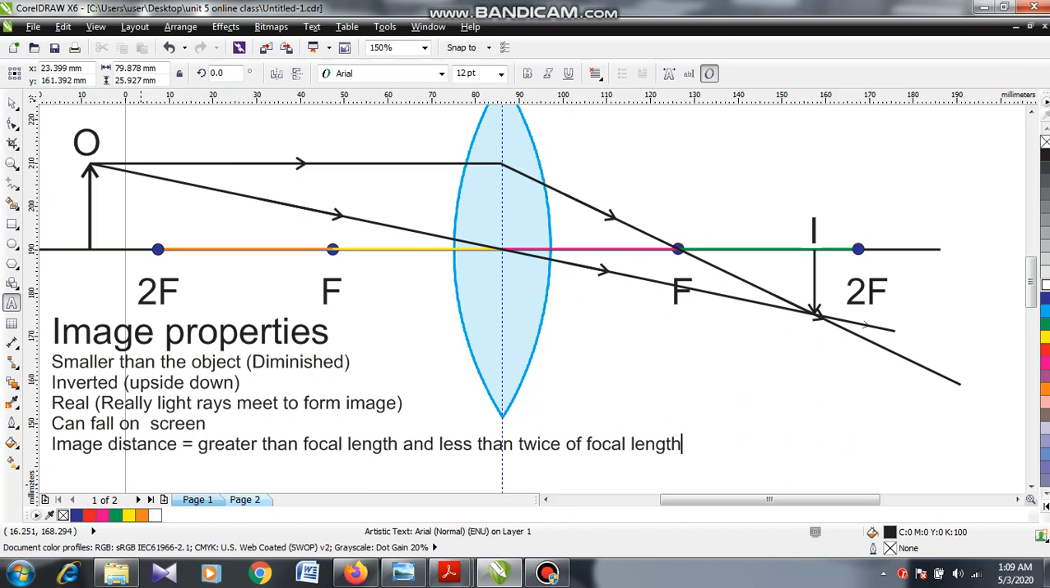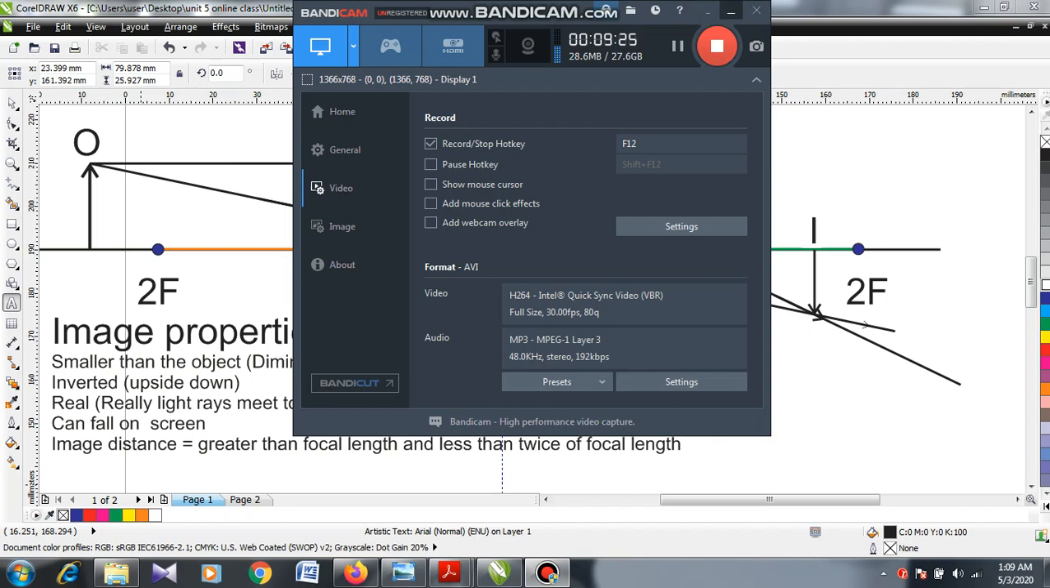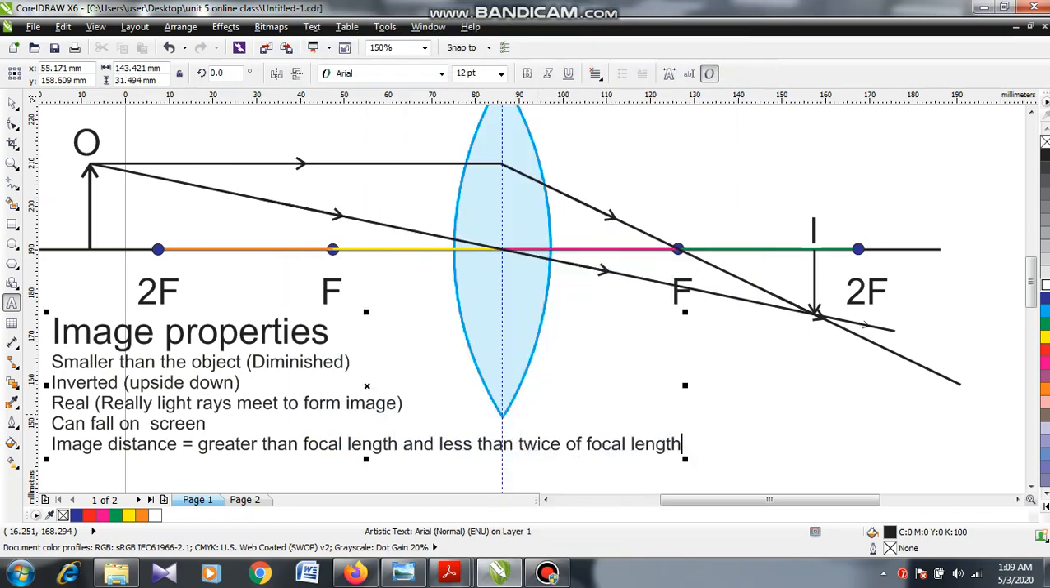So you have to draw this diagram. You have to write these image properties and submit it to me. It is the work for the day for you. Remember, only a real image can fall on a screen. If it can fall on a screen, it is a real image.